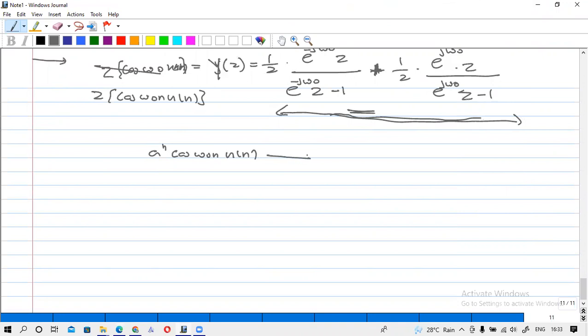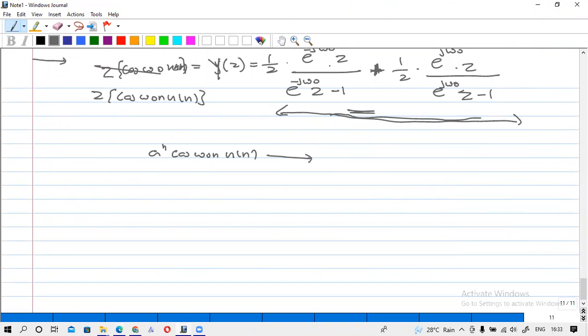I already have these terms, so what should I do? I just have to scale the z. Scaling means I divide or multiply by this value. That is scaling. You know that time scaling exists, no?